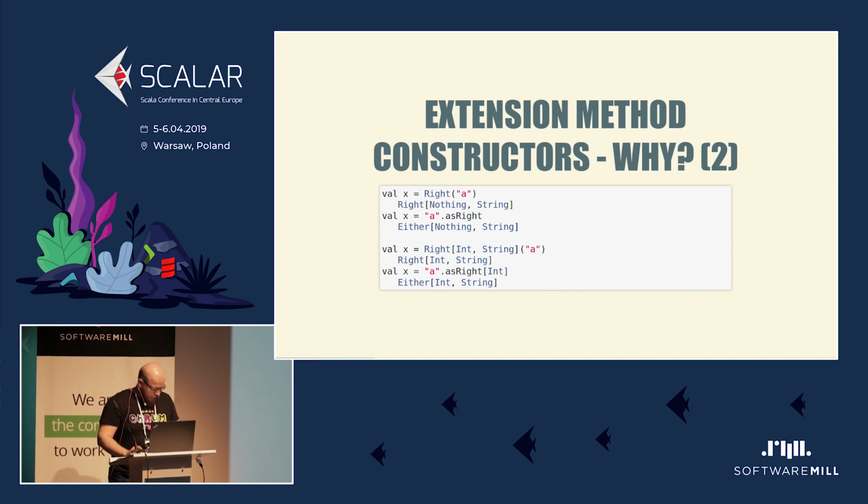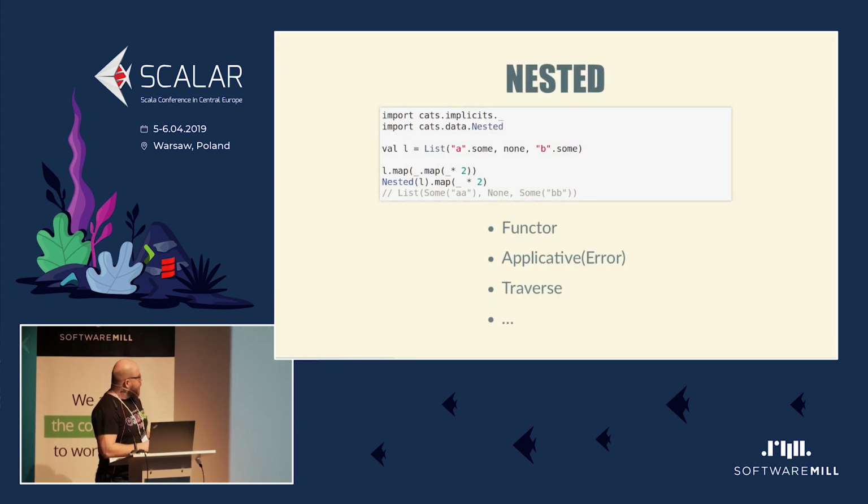I recommend it. So next thing is a quite small thing from cats, and actually it's from cats data, which contains the various data types that are in addition to all the type classes from category theory that are in cats dot something. So if, let's say, you have a list of options and you want to map over it, you can do it like this. And yeah, sure it works.